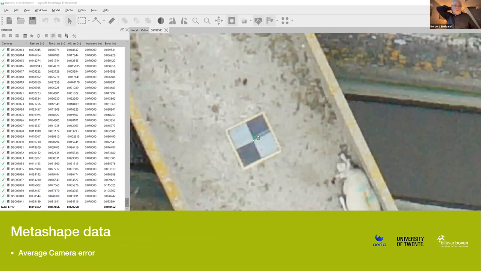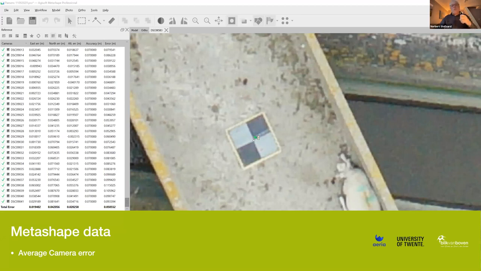So what about the results? What can you see then? Well, in this first picture, I just show you the average camera error. This has nothing to do with accuracy or something like that, but it informs you about the quality of the pictures itself. What this sheet shows you is the calculated position of this camera, of this picture, related to the projected version of it. And there you can see it's quite accurate. It's just on centimeter level, which is also what we expected.